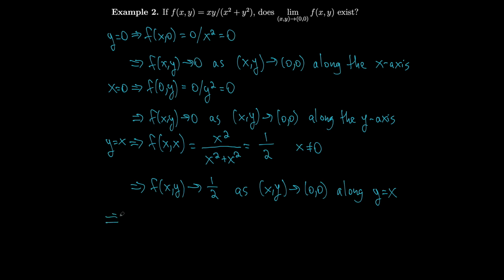Okay, well, we got two different values. We got 1/2 along y equals x, and we got 0 along this other path, so the limit must not exist. That's it. So we'll write the limit of f(x, y) as (x, y) approaches (0, 0) does not exist.